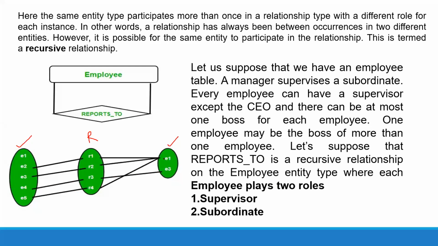Now see the relationship, there is a relationship that exists. So what type of relation is it? When an entity participates more than once in a relation type with a different role for each instance, in other words, a relationship has always been between occurrences in two different entities, it is possible for the same entity to participate in the relationship. This is termed a recursive relationship. Example, employee and supervision.